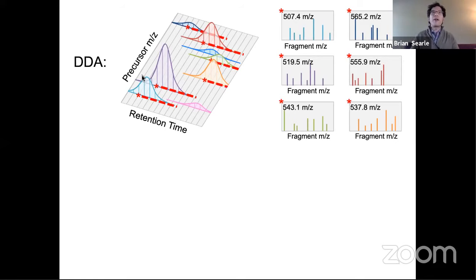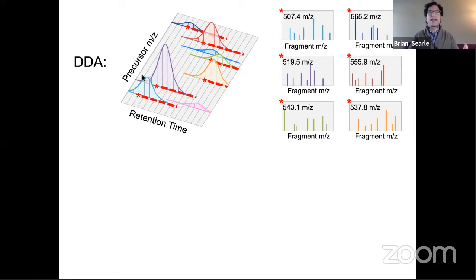Now, not every peptide is going to be one of the most abundant peaks at any given time point. And so not every peptide is going to get sequenced. In addition, all you have to indicate that this peptide is actually present is a single spectrum for it.